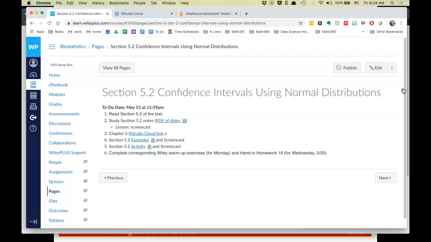This is section 5.2, confidence intervals using normal distributions. Now first a word about chapter 5. I should have mentioned at the outset of chapter 5 that this is the one chapter that was completely restructured when they went to the second edition.